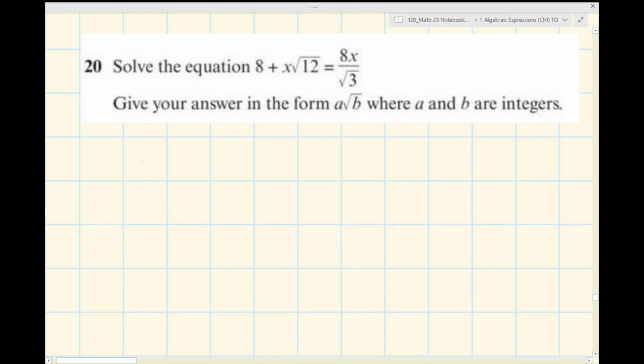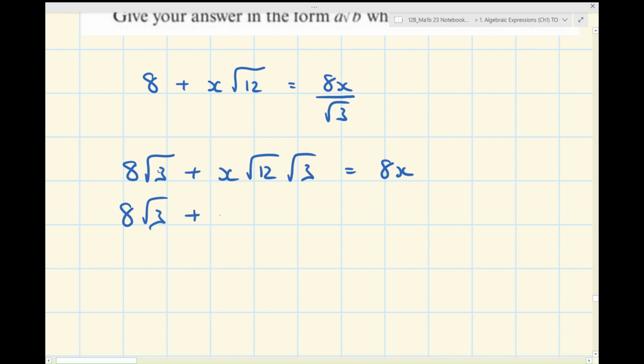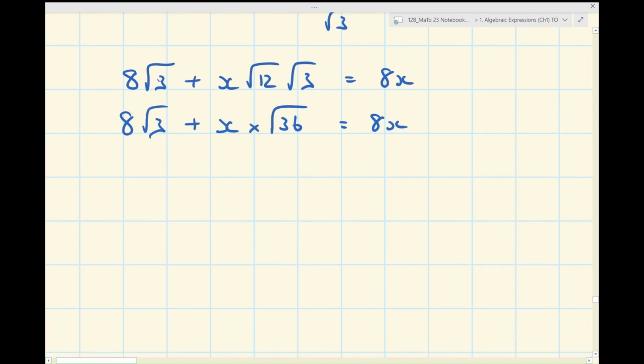Question 20. I've got to solve the equation 8 plus x times root 12 equals 8x over root 3. Well, this is just an equation with fractions, and I'm going to multiply everything by root 3 just to get rid of that root 3, which is on the bottom there. So that's 8 times root 3 plus x times root 12 times root 3 equals 8x over root 3 multiplied by root 3, just 8x. So I've got 8 root 3 plus x times root 36 equals 8x. Aha, look at that. So I'm going to have 8 root 3 plus 6x, because root 36 is 6, equals 8x.